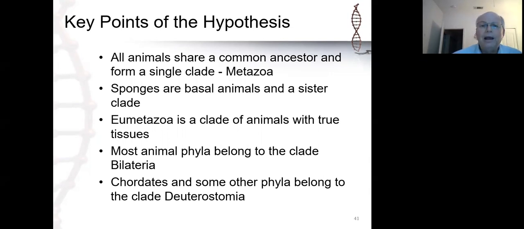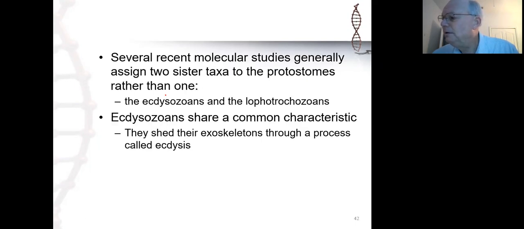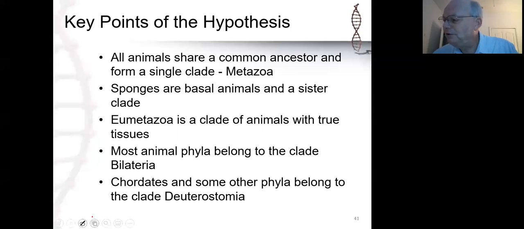All animals that are known in the animal kingdom right now, all of those that have been described by science, form a single clade known as the Metazoa and are derived from a single common ancestor. Sponges are still considered to be the basal animals and are a sister clade to the animals that contain tissue. So sponges are a sister clade. They are a sister clade to the Eumetazoa.